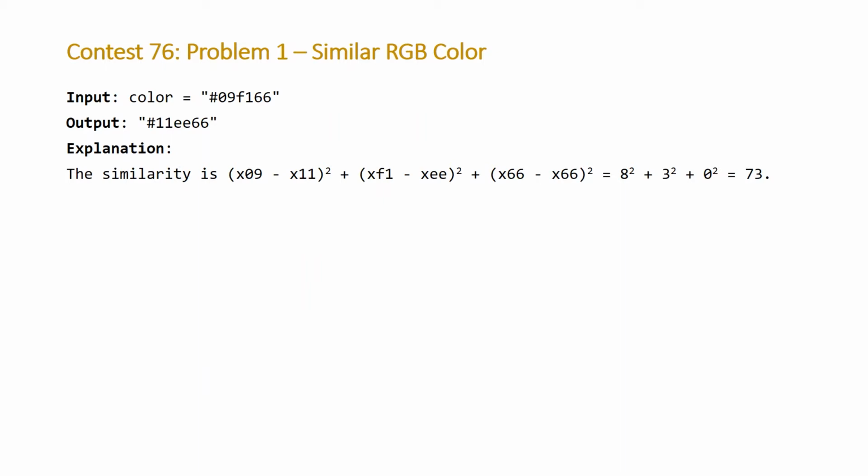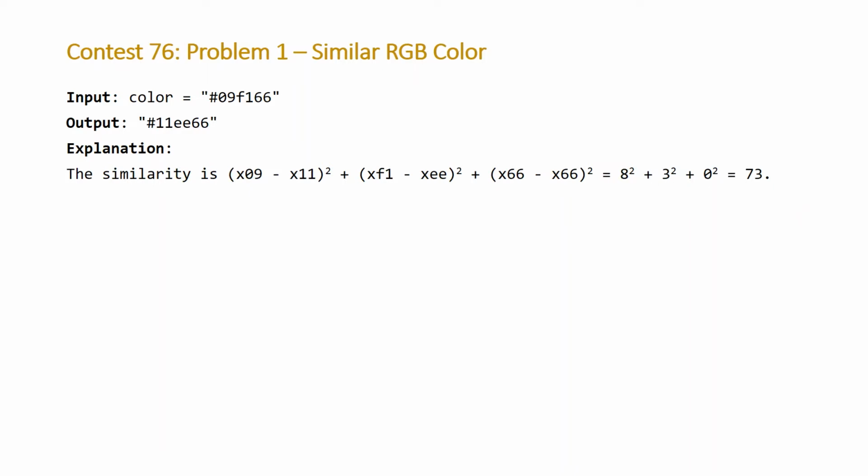The example they give us in the problem is that our input color is #09F166, and the answer that we output should be #11EE66. The explanation is that the most similar color that we can get to #09F166 is this, and it shows that by having the following: 09 minus 11 squared, and then F1 minus EE squared, and 66 minus 66 squared. If we convert these hexadecimal numbers into base 10, we'll end up with 8 squared plus 3 squared plus 0 squared.